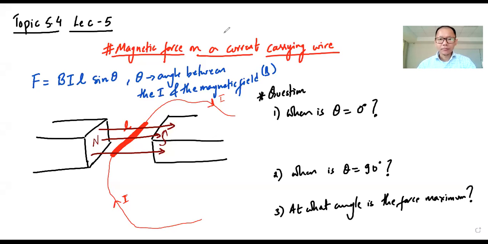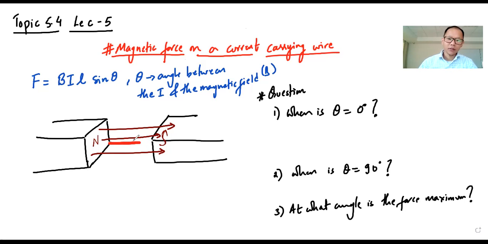Now let us ask a simple question: when is theta 0 in this case? Let me erase this so that we can redraw here. Theta will be 0 when the direction of the current and the length of the wire is parallel to the field. If we put our wire like this, then at that particular situation, the angle will be 0. So when the wire is in alignment with the field, we say that the angle is 0, because the angle we are talking about is the angle between the magnetic field and the direction of the current.